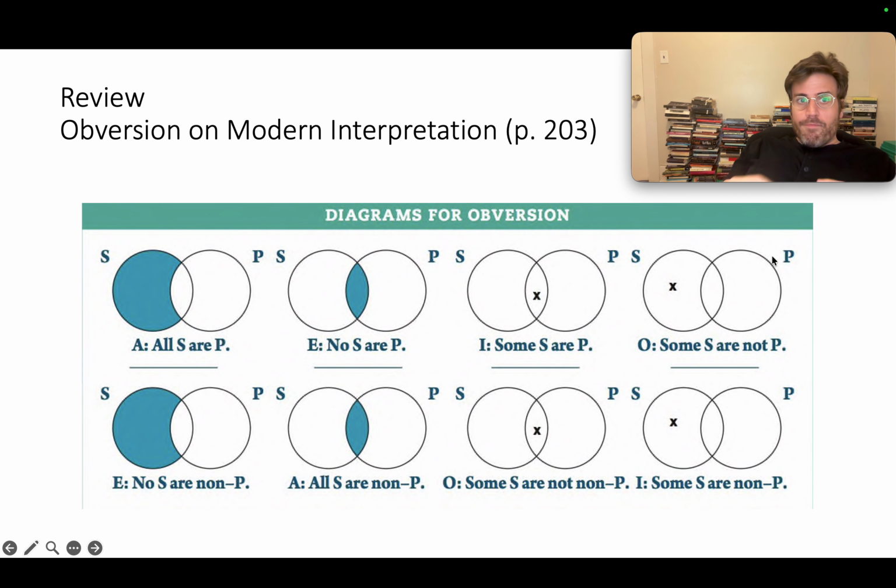Okay, we then have obversion. Obversion, and this is appearing on page 203, involves two steps. First, we change the quality, and then we add the complement term, non, to the predicate of the sentence. Obversion is valid for all four types of categorical proposition. That's the good thing. And you'll see that each one of these Venn diagrams are logically equivalent. So obversion is a very forgiving and applicable immediate inference type.